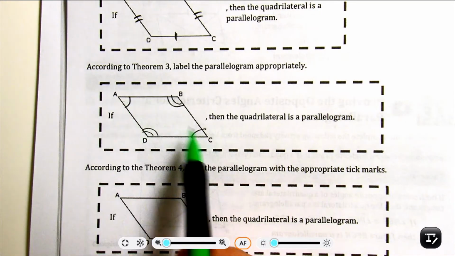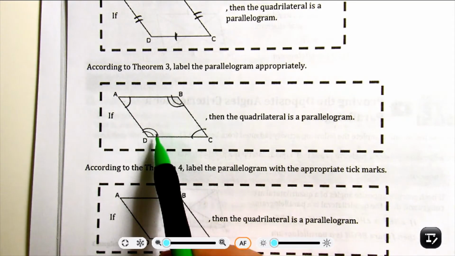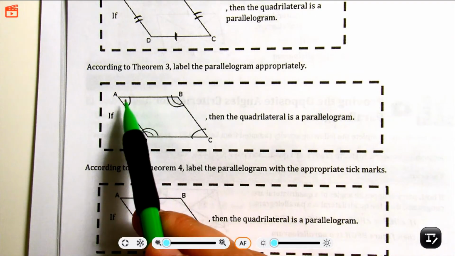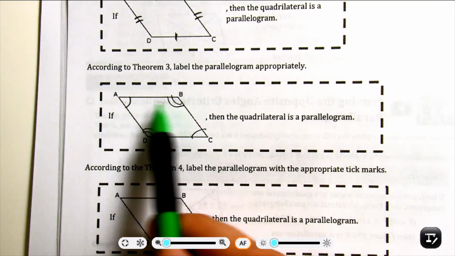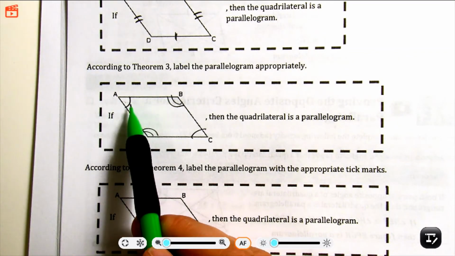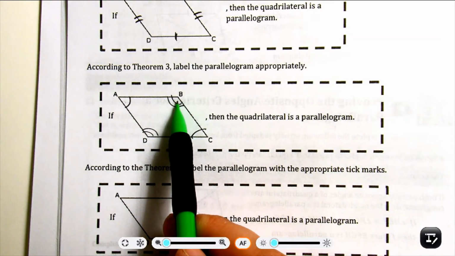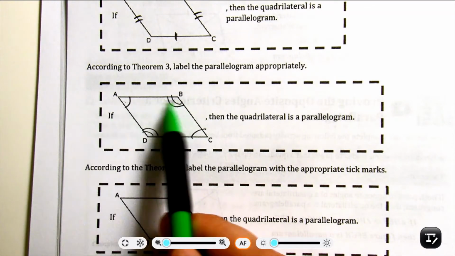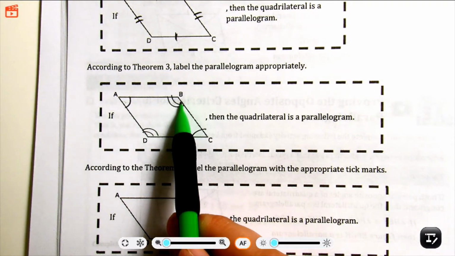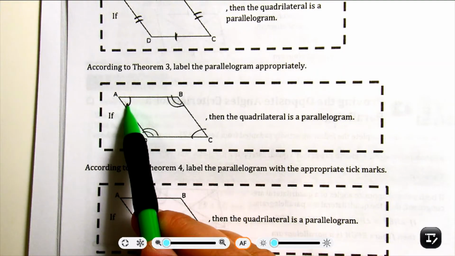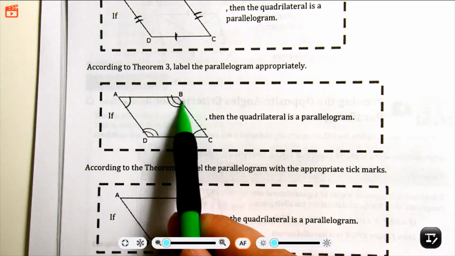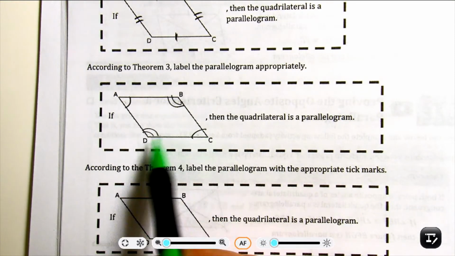What are angle A and B called? They're not opposite angles. These are actually supplementary angles. Angle A and angle B add up to 180 degrees. So if we knew one of these angles, we could find this angle, and then we could find all angles in the parallelogram. But we'll do an example on that later.